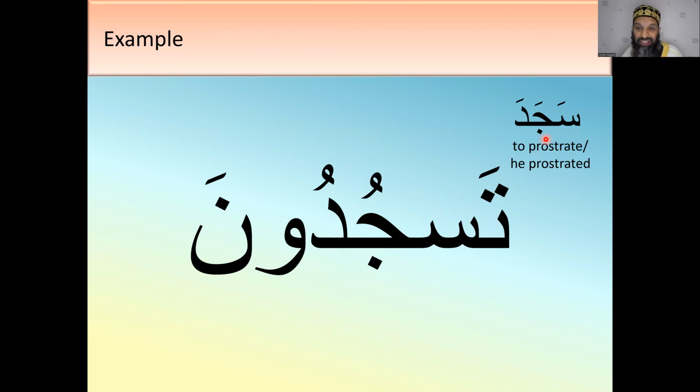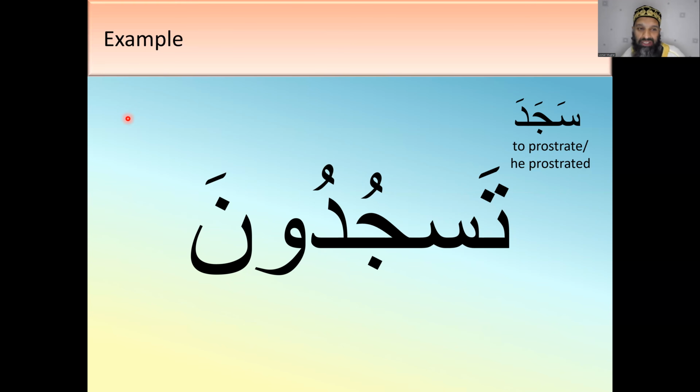Tasjuduna. Look, sajada means he prostrated, that's the root word. The ta means you, and the una means all. You all do this verb, whatever that verb is. If you know the meaning of that verb, you will know the translation of this word. If you don't know it, you need to learn it. So it's not "you all prostrated."